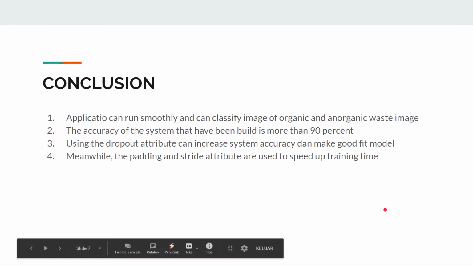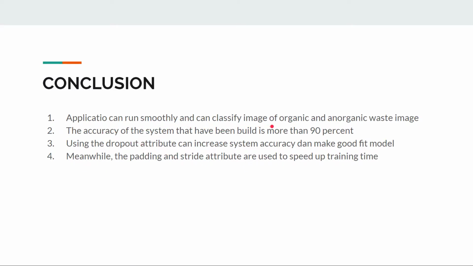Okay, the conclusion: the application can run smoothly and can classify images of organic and inorganic waste. The accuracy of the system that has been built is more than 90%. Using the dropout attribute can increase system accuracy and make a good fit model. Meanwhile, the padding and stride attributes are used to speed up training time. The application runs smoothly and the system is accurate in classifying organic and inorganic waste.